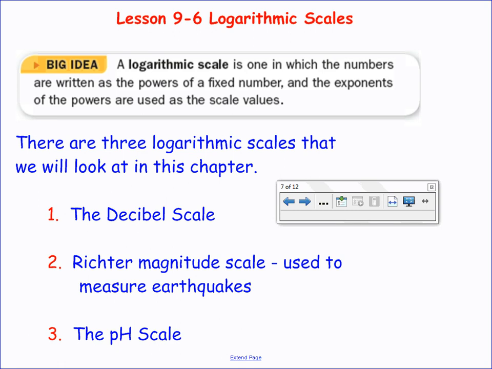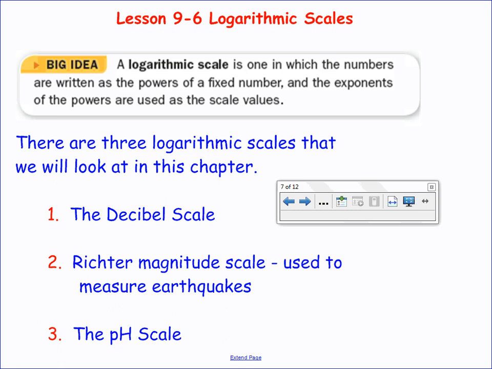How loud something is. What is the Richter scale? What does the Richter scale measure? Luke? Earthquakes, right? The magnitude of earthquakes. How big is the earthquake? And then lastly, the pH scale measures the relative acidity or basicity of a solution.